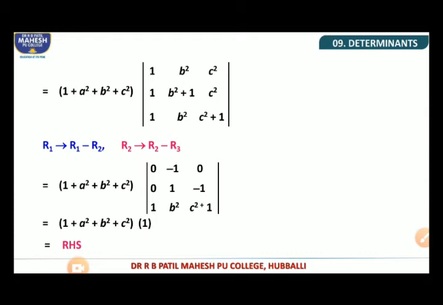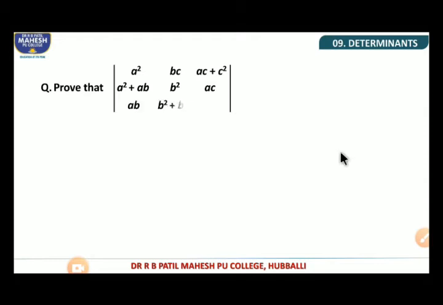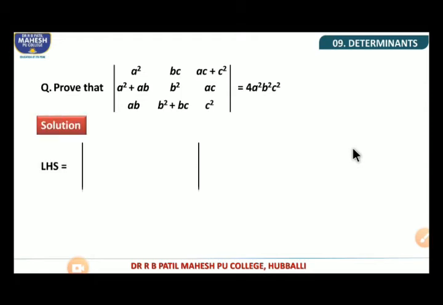Similarly, we go for one more example. Prove that the determinant |a² bc ac+c²; a²+ab b² ac; ab b²+bc c²| is equal to 4a²b²c². Here for this one, I am going to take the LHS part as it is first.